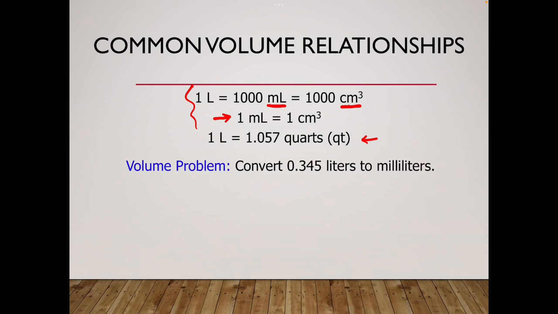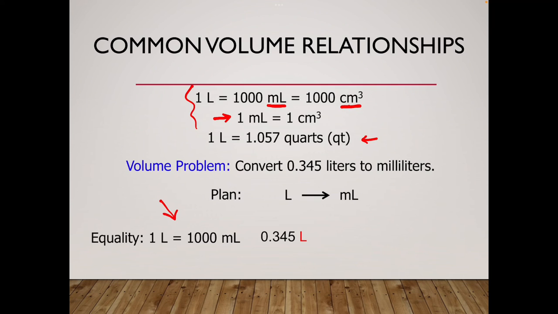So let's try this out. Convert 0.345 liters to milliliters. We are going to do this the exact same way that we've been doing all the other dimensional analysis problems, just now we're using volume instead of mass or distance. So again, we're going to put what we start with at the beginning of our train track. So there's our 0.345 liters. And we need to use a conversion factor that'll get us from liters to milliliters. So that's this one.